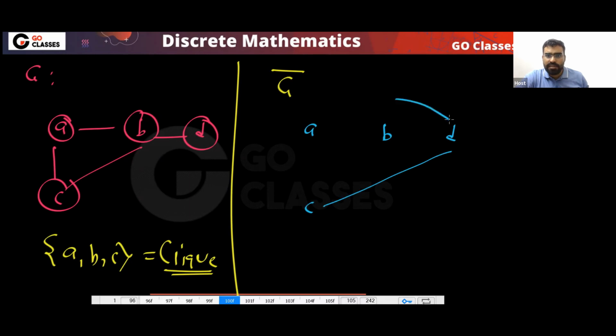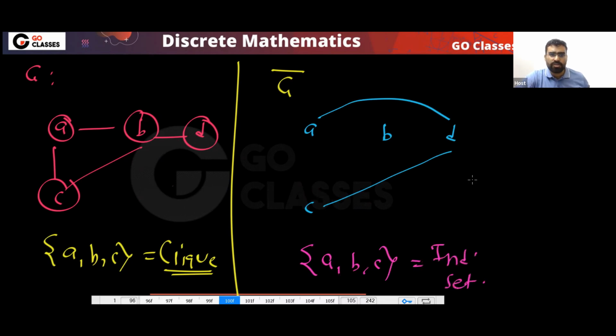DC, DA. This will be the G complement, yes or no? So in this G complement, can you notice that A, B, C is an independent set? So this is the idea.